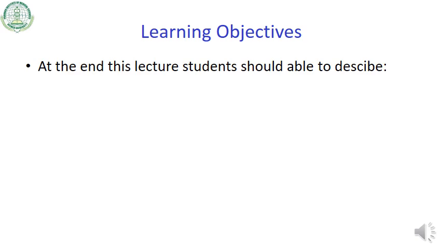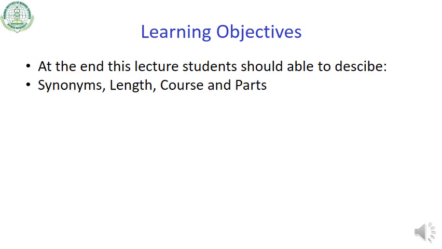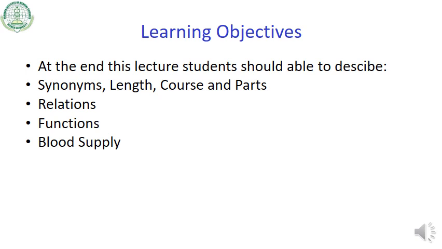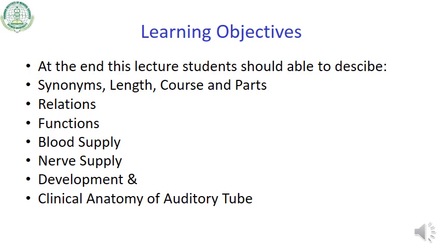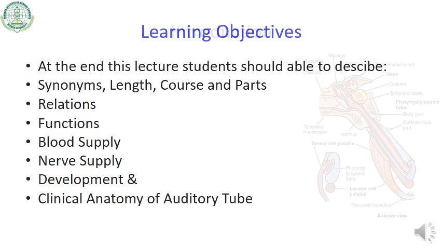The learning objective of this lecture: at the end of this lecture, students should be able to describe synonyms, length, course and parts, relations, functions, blood supply, nerve supply, development and clinical anatomy of auditory tube.